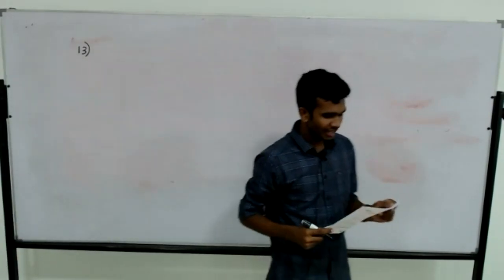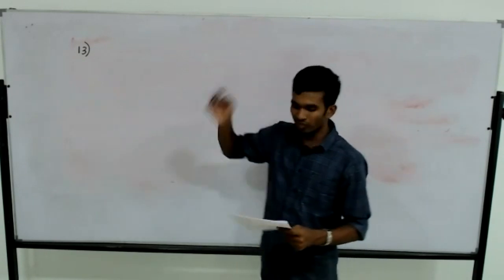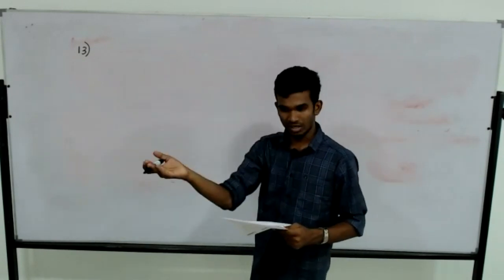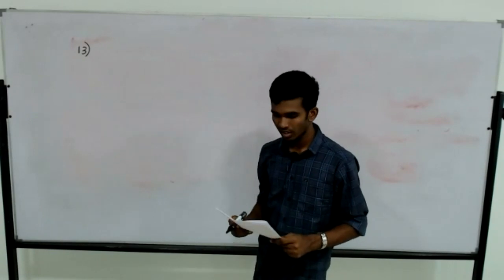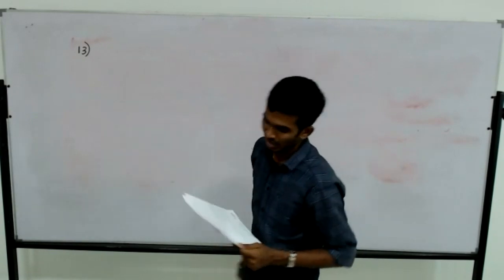A racing bike increases its velocity from 50 to 75. So what is the final velocity? 75. What's the initial velocity? 50. Time is given. They're asking for the acceleration.